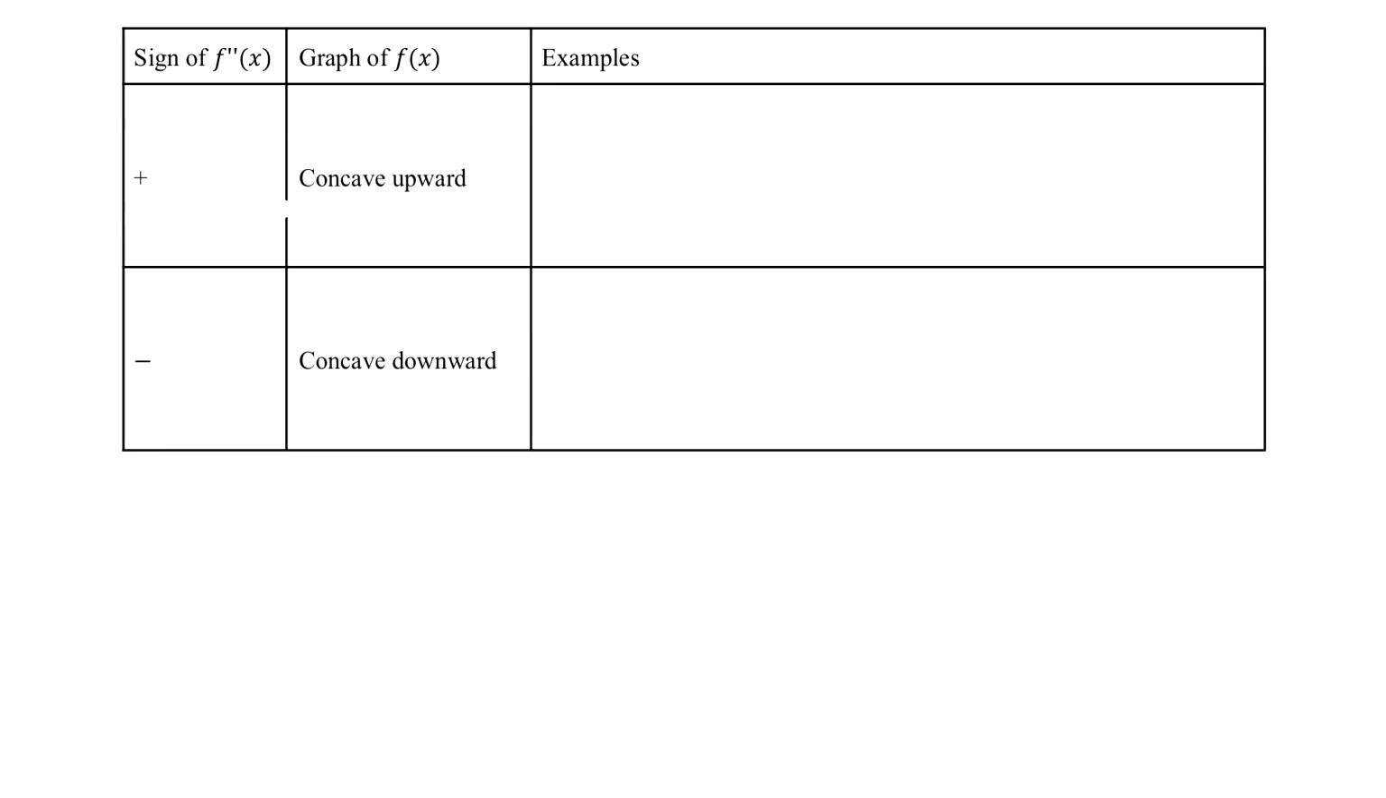Just like the sign of the first derivative could tell us information about our function and the graph of our function, the sign of the second derivative can also tell us some information. In particular, it can tell us about the concavity of our function, whether our function is concave upward or whether our function is concave downward.